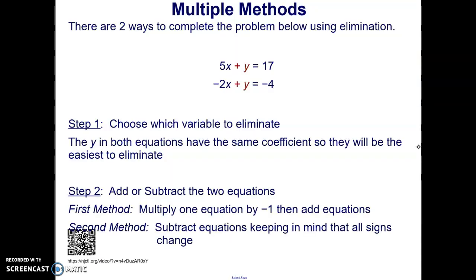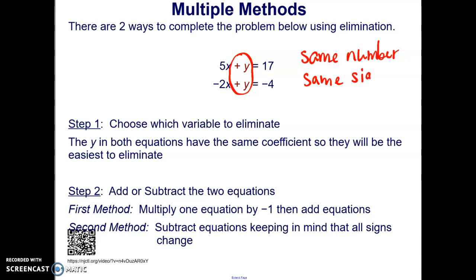And here's another case that happens. Sometimes I don't have the choice where I have the same number and opposite signs. My first step is still the same. I have to choose a variable to eliminate. In this case, I see the 5 and the 2. Those aren't the same number. I see the 1 and the 1. These are the same number, but this time they have the same sign. So now let's talk about what we do when we have the same number and the same sign.